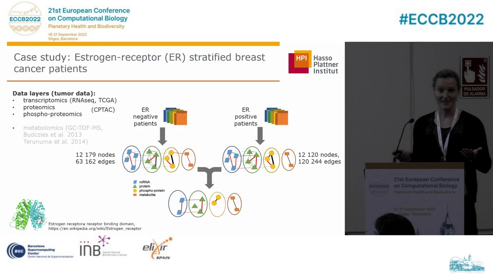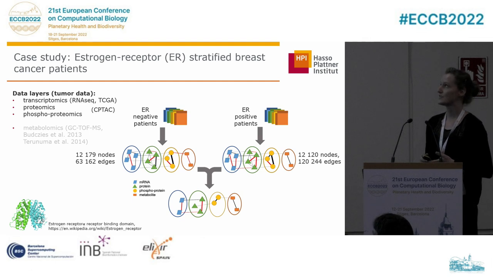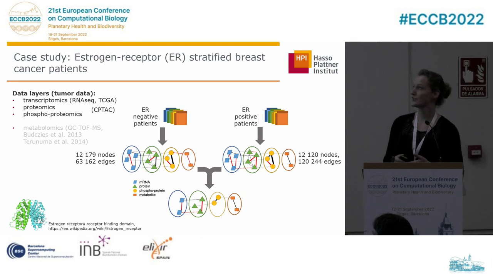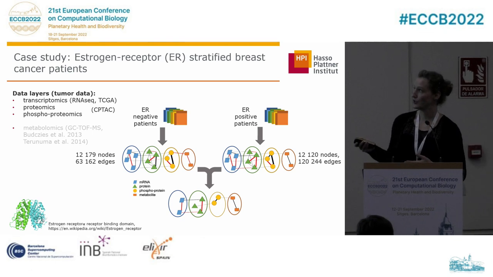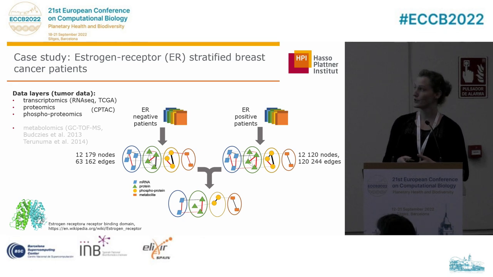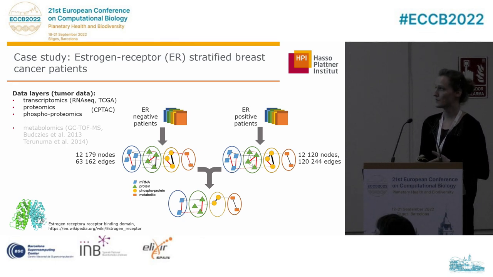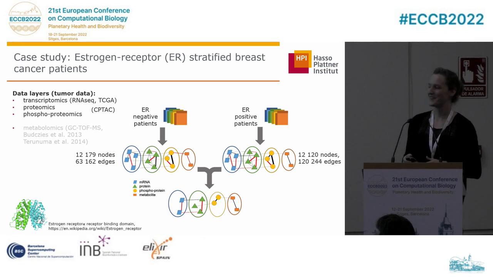I brought you a case study. We use Dr. Diamond on a case study of estrogen receptor stratified breast cancer patients with different data layers. So we have transcriptomic data from TCGA, RNA-seq, proteomics and phosphoproteomics from a different consortium, but also TCGA patients, and also metabolomics data from different studies, but let's disregard them for now.